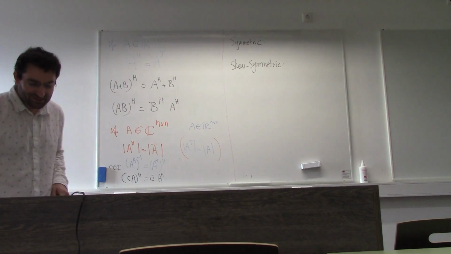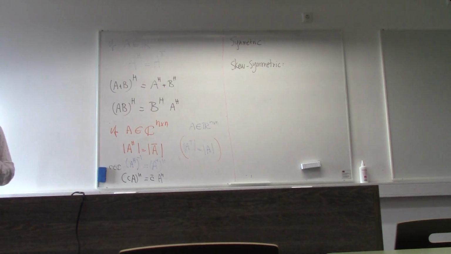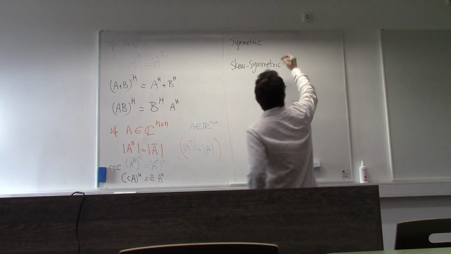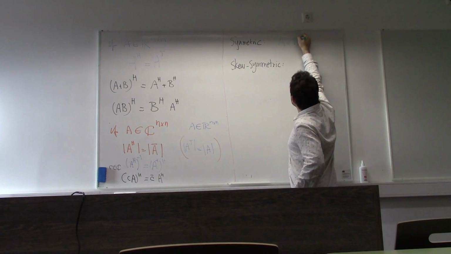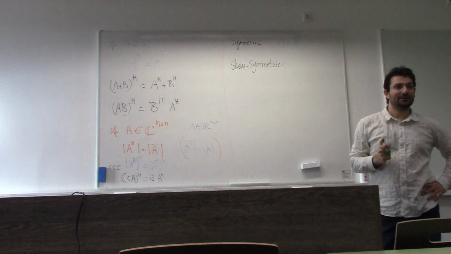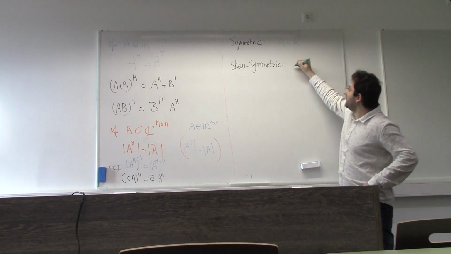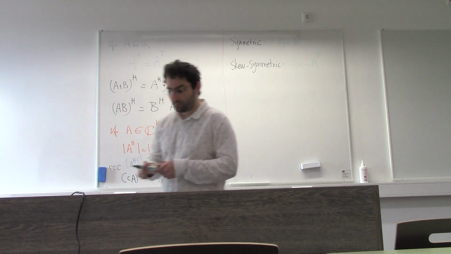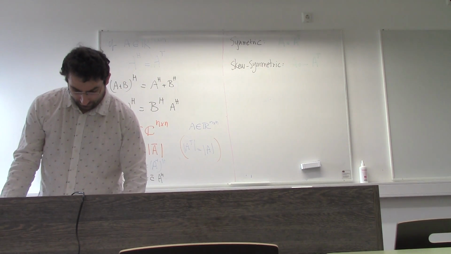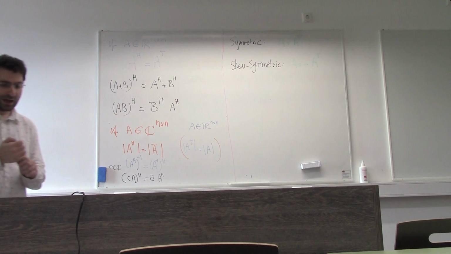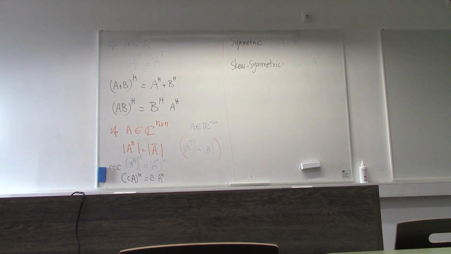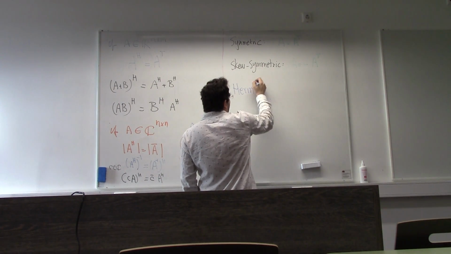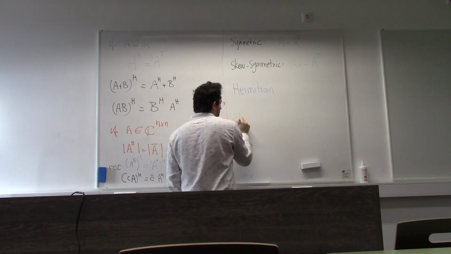You may recall them. What is a symmetric matrix? A matrix that is identical to its transpose. Very good. A is equal to A transpose. And skew symmetric: A is equal to minus A transpose. And Hermitian and skew Hermitian.